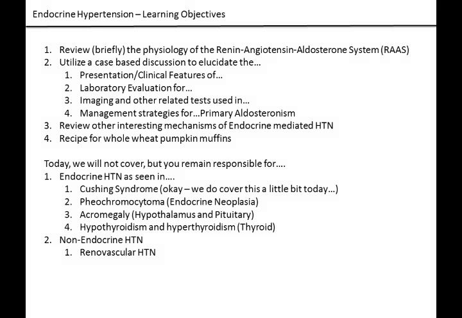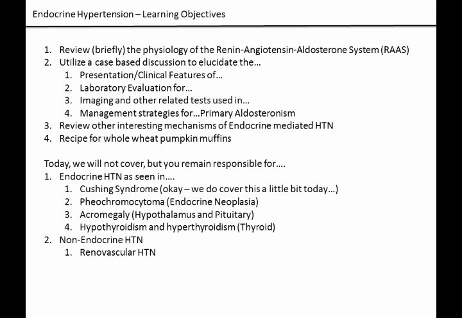And I'm going to put up a little case scenario, and we're going to use that case scenario to go over the presentation, clinical features, the lab evaluation, the imaging and other related tests that we use in, and the management strategies for this disease. Primary aldosteronism has a few different causes. There's two causes that make up the vast majority of them, and they are treated markedly differently. And so it's really important when you're working somebody up for this disease that you keep that in the back of your mind. There are also some other sort of fascinating mechanisms of endocrine-mediated hypertension that we'll touch on today.